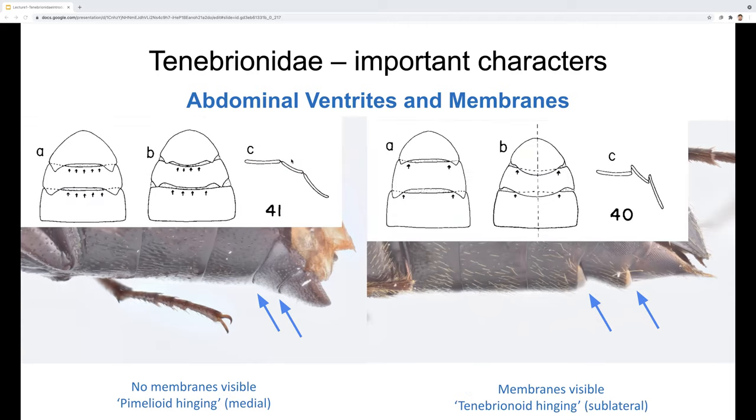Also associated with this is how those ventrites hinge. Here, without the exposed membrane, there's a central hinge. So A here is where the end of the abdomen is pushed up dorsally, and B, it's pushed down. You can see it's hinging over the middle where it connects, and these outer lobes are either folding in or folding out. If you do a cross section, there's no membrane separating them. They're pretty close together. Versus the Tenebrionoid hinging, where they are hinged laterally and not across the midline. If you bend them down, the membranes connect these ventrites together. Again, depending on how the abdomen's sitting, you have to look at the right angle to be sure that there's a membrane there.